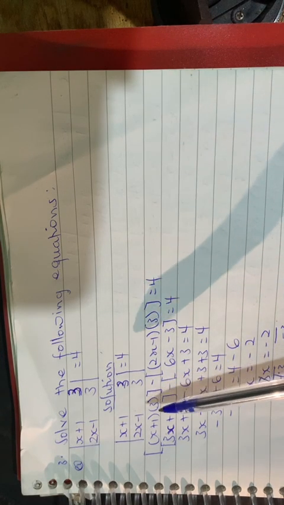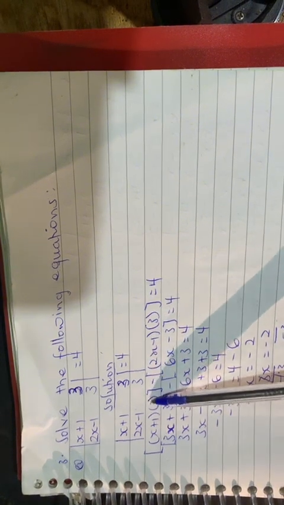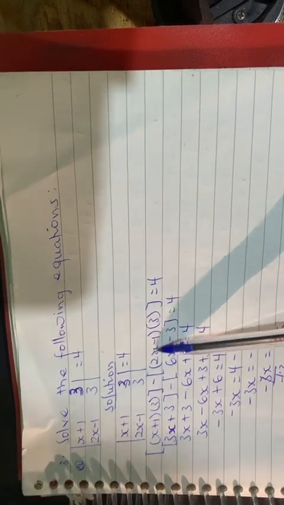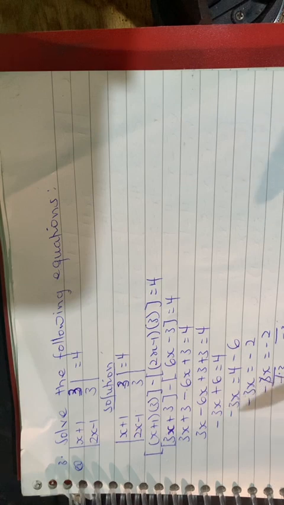So I'm going to have, let's expand the bracket. 3 times x is 3x. 3 times 1 is 3. Minus 3 times 2x is what? Positive 2x. 3 times negative 1 is what? Negative 3. All should be equal to what? 4.